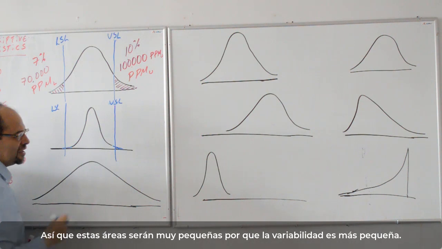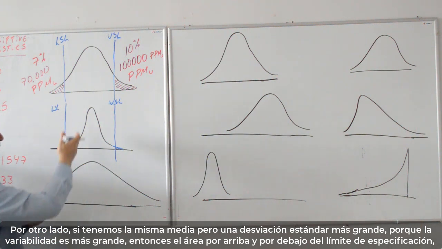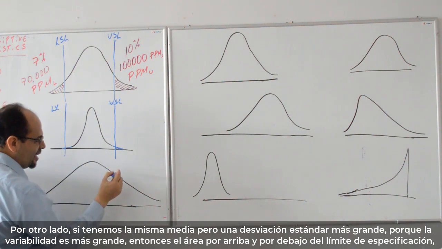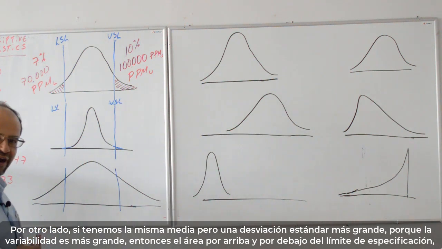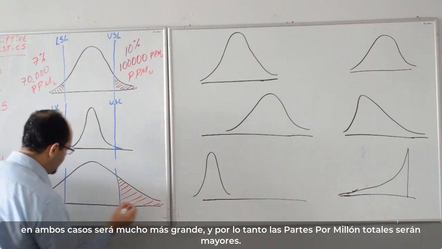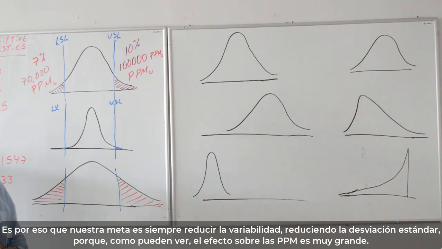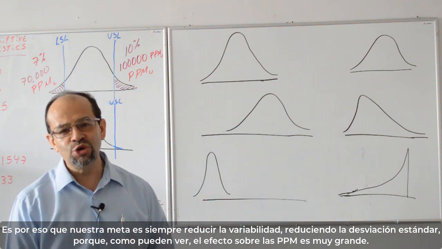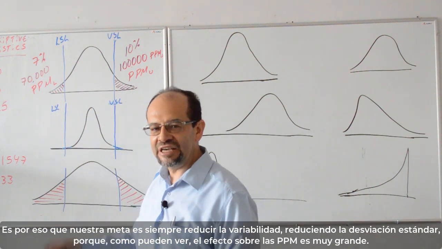So these areas will be much smaller because the variability is smaller. On the other hand, if we have the same mean but a bigger standard deviation, a bigger variability, then the area above the upper specification limit and the area below the lower specification limit in both cases will be much bigger, and the total number of parts per million will be even bigger. So that's why our objective is always to reduce variability, to reduce the standard deviation, because, as you can see, the effect on the PPMs is big.